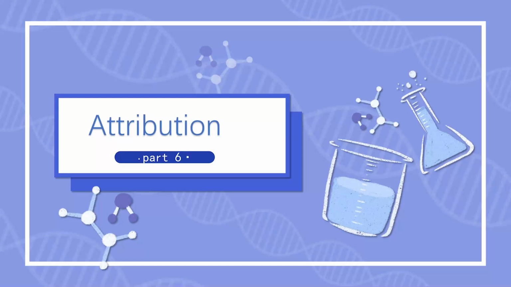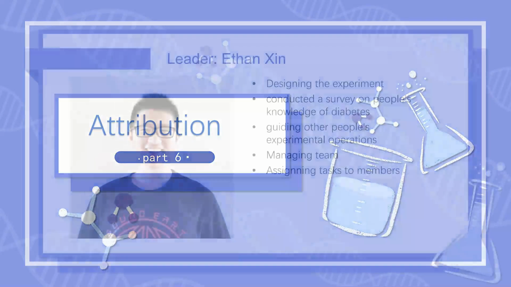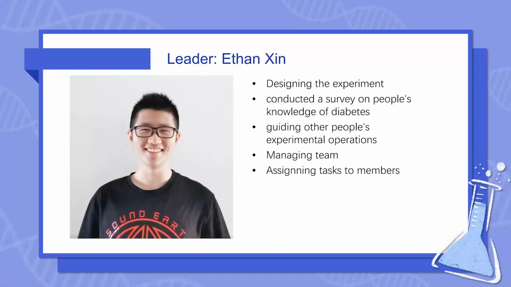I'm Zhou Pei, and now I will show you all the members in our team and introduce their contributions to you. The first man is our leader, Ethan Xing. In September, he conducted a survey on people's knowledge of diabetes to learn how many people clearly understand the cause of diabetes and how to treat it. Of course, his main job is guiding other people's experimental operations and managing the team. When we are doing group work, he will assign everyone's own work.